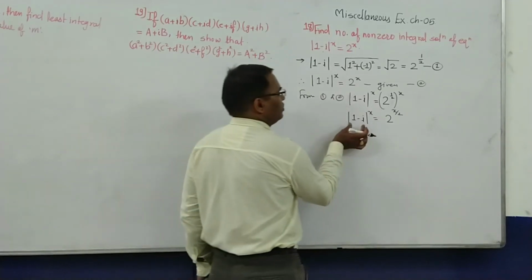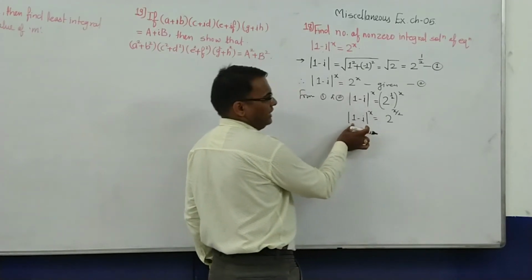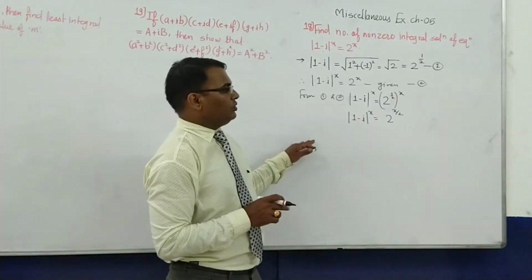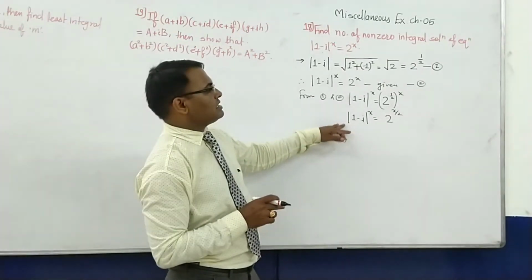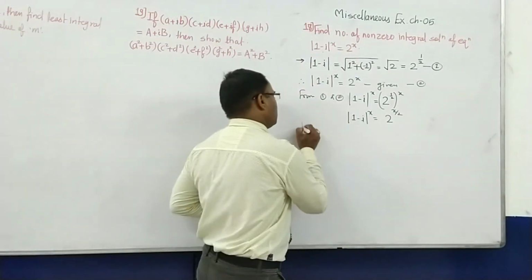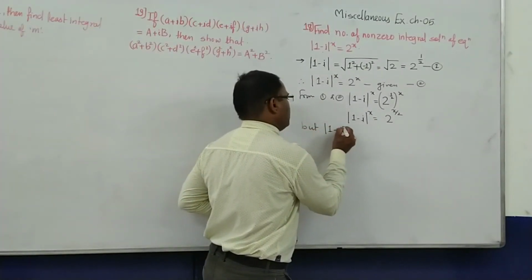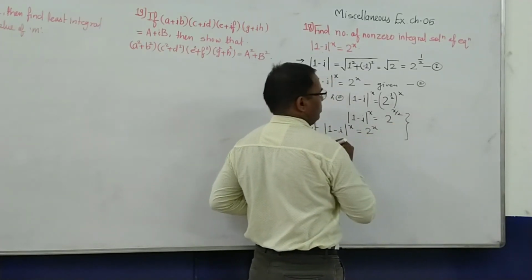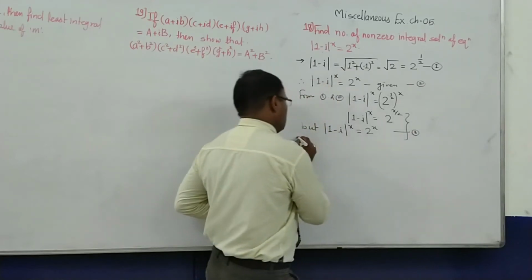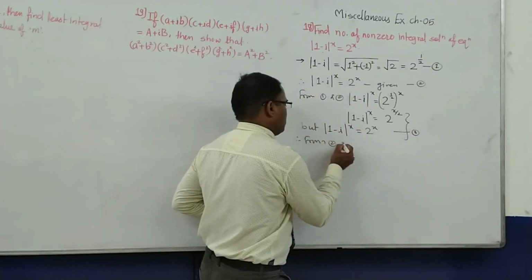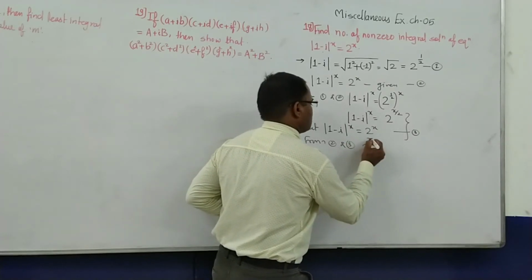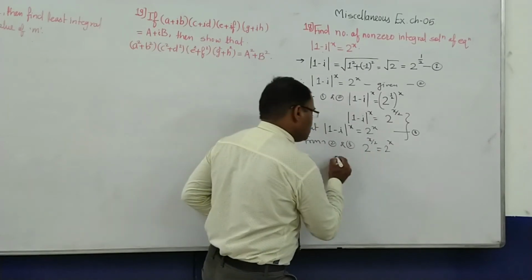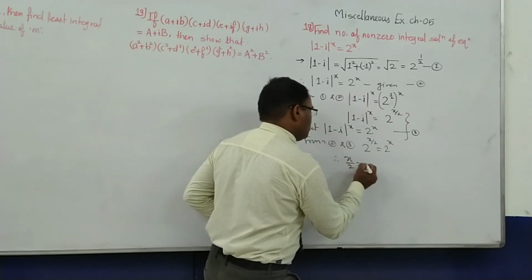But further we know that mod of 1 minus i is equal to 2 raised to 1 by 2, right? But what is given to us is that mod of 1 minus i raised to x is nothing but 2 raised to x. So if you compare these two, suppose this is equation number 3. So from 2 and 3, it will become 2 raised to x upon 2 is equal to 2 raised to x. Since the bases are equal, their powers should be equal. So x upon 2 is equal to x.